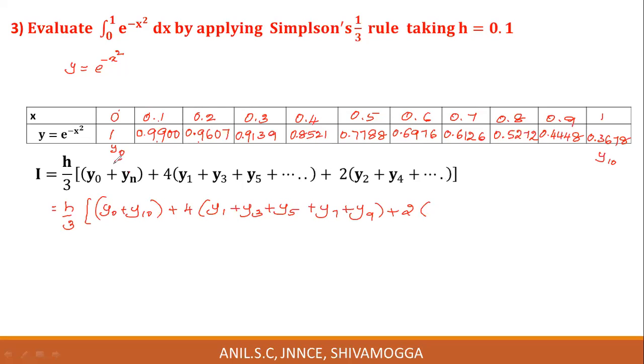Y naught is substituted, y10 is substituted. You need not consider it again. y2 plus y4, y6 plus y8. y10 is already substituted here. You need not consider it again. Substitute all the values. You have all the values. Substitute, simplify.